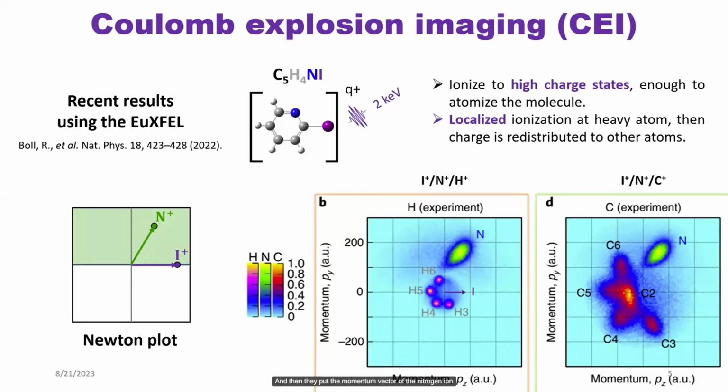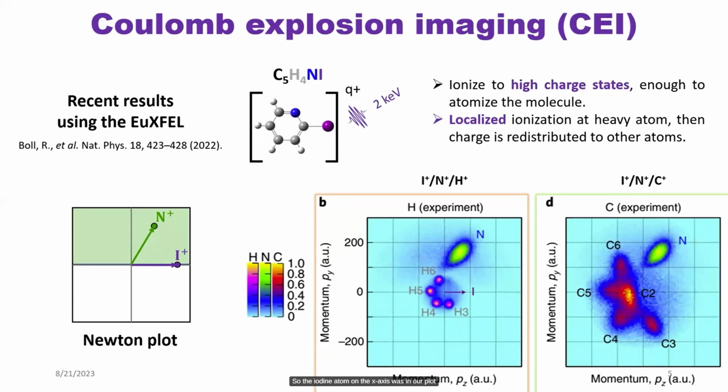And then they put the momentum vector of the nitrogen ion on the upper plane, like this plane, and then they plot the carbon and the proton in this frame of reference, and here you can see the results.